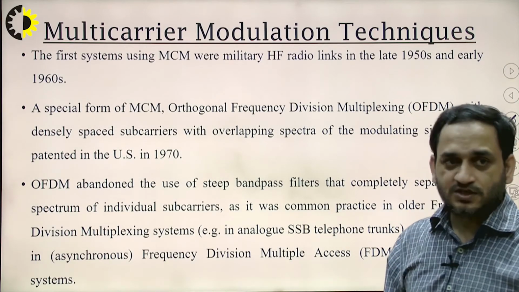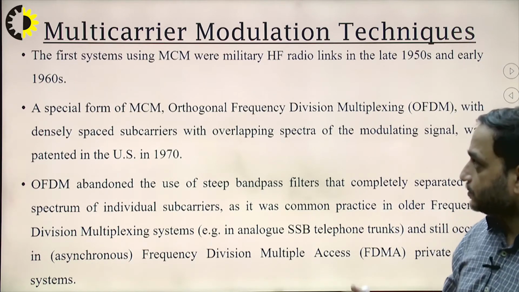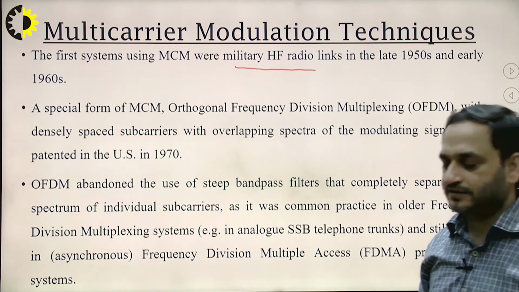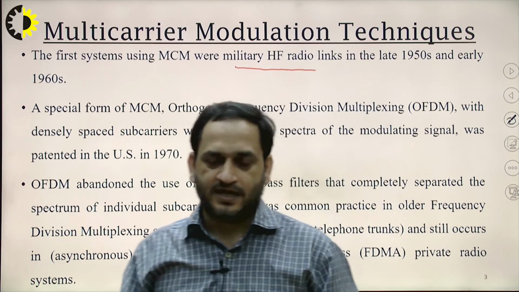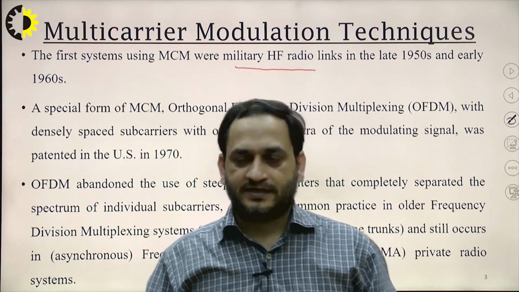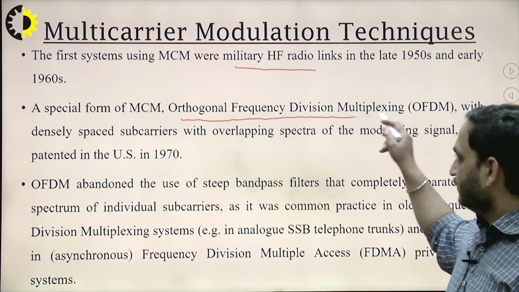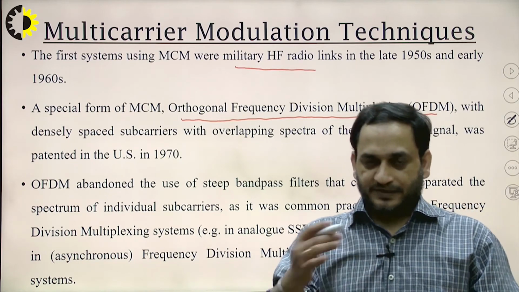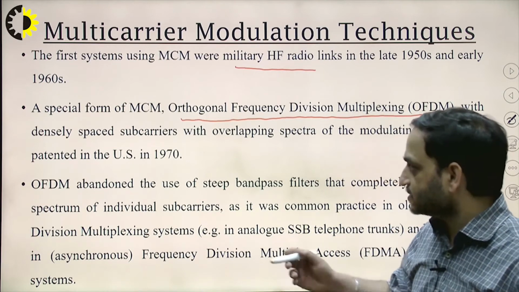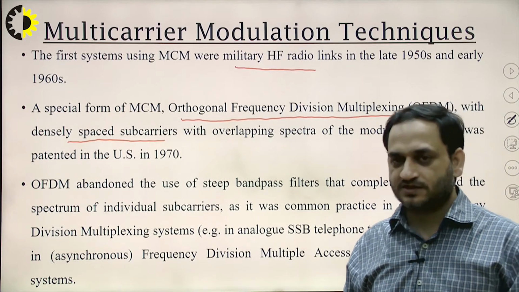The first system where the MCM or multi-carrier modulation technique was used was in military operations, in military HF radio links, in the late 1950s and early 1960s. There is a special form of MCM, that is orthogonal frequency division multiplexing. This is a very efficient technique used to bifurcate the complete channel into small subchannels with the help of densely spaced subchannels, where there is an overlapping of the spectra of the modulated signals.